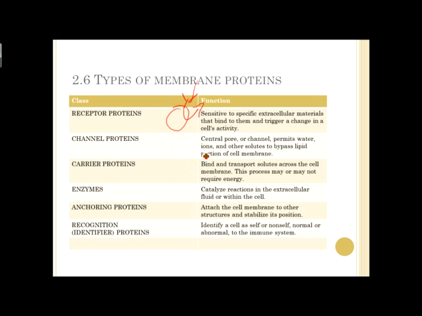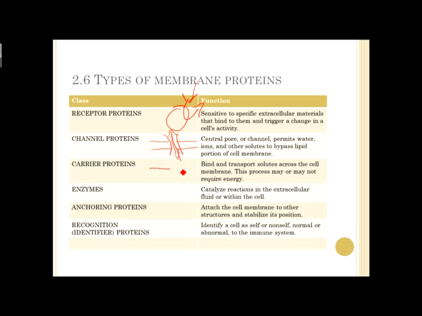Channel proteins: a central pore or channel permits water, ions, and other solutes to bypass lipid portions of the cell membrane. So, cell membrane here, and this protein channel would allow some things in, other things out, but only a certain portion. It's not gated though. It's free access to those parts. You have carrier proteins, which bind and transport solutes across the cell membrane.